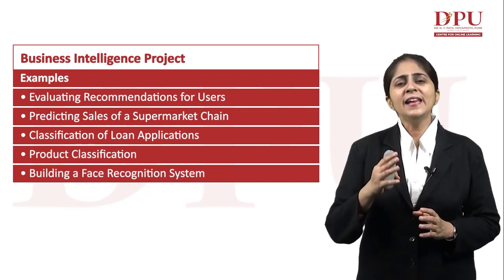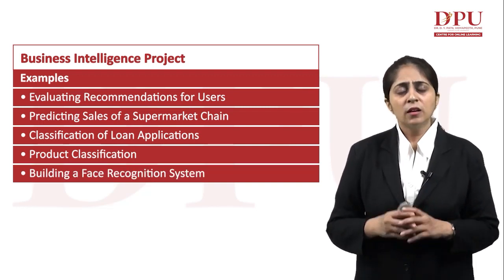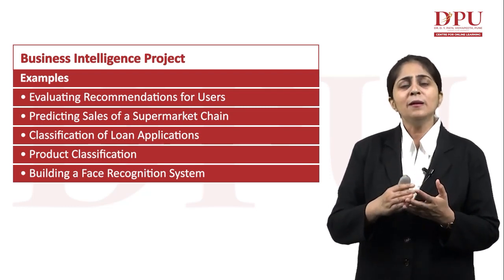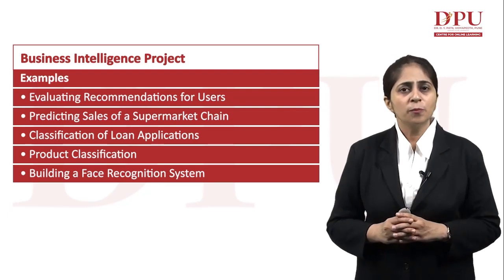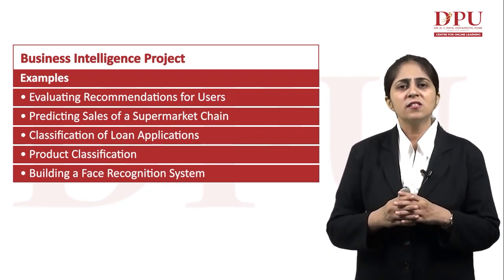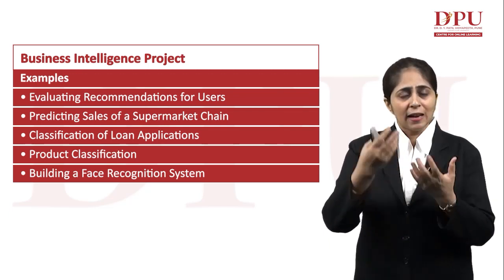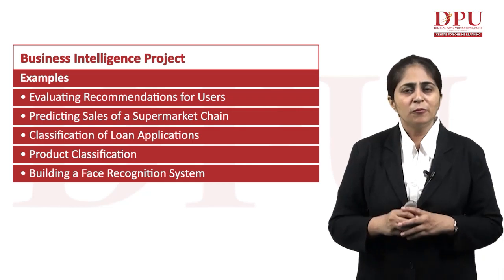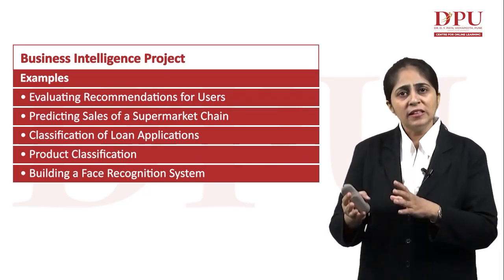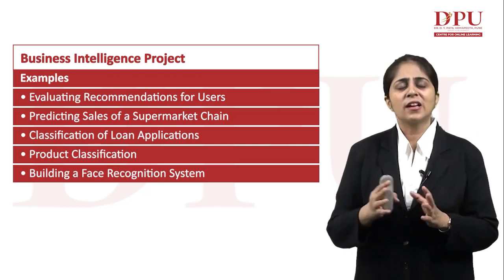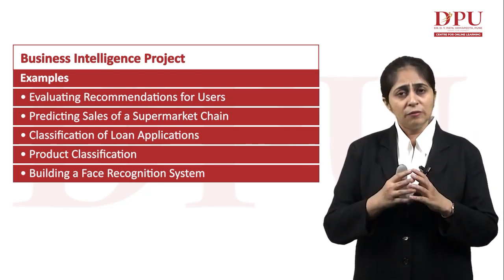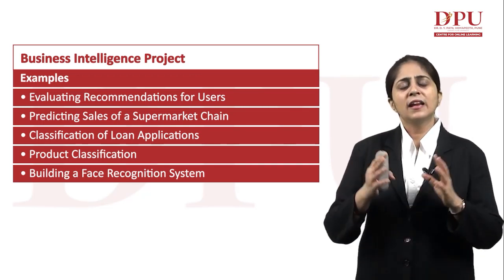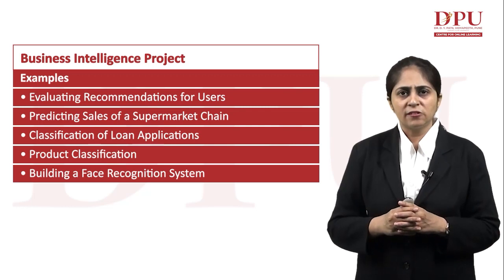Then building a face recognition system. Today, everything is done on biometrics. So we can build a whole face recognition system. This face recognition system will help us authenticate any person's access to the data which is present there. So for authentication, we can build a face recognition system. Even this will require a number of steps to be done. So that can be another example of a business intelligence product.